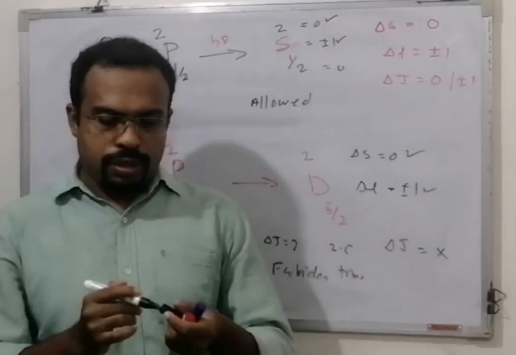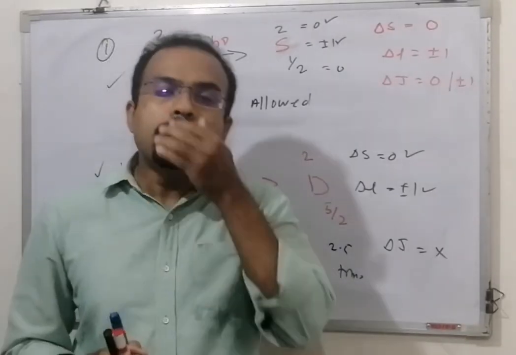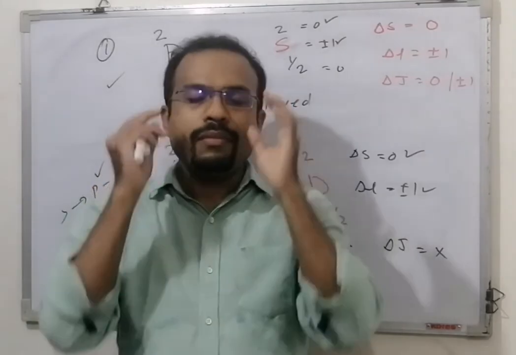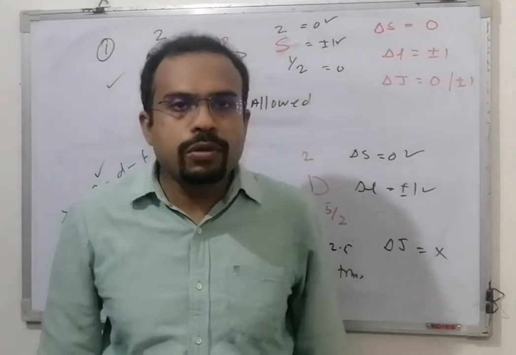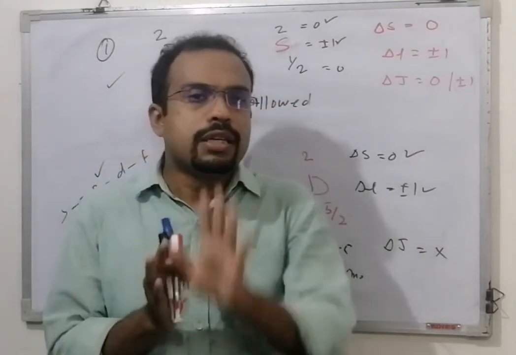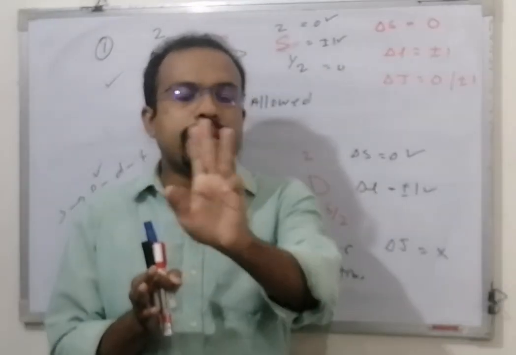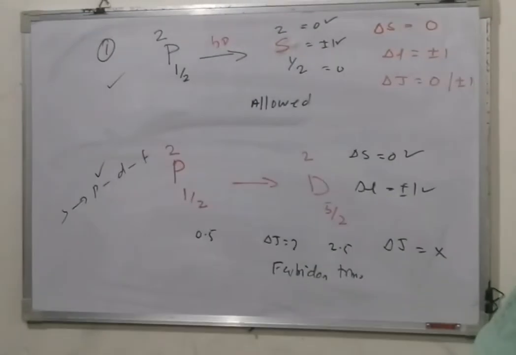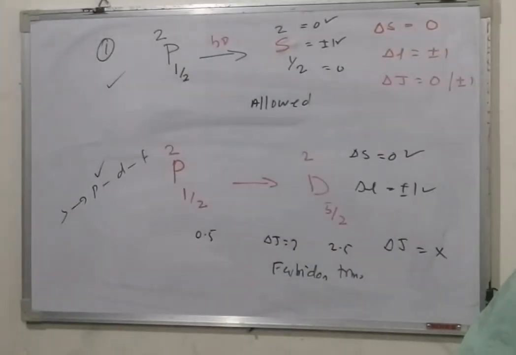Very simple. Therefore, what are your topics? Your topic is only the spin state. Our university syllabus topic is only the spin state. Spin state has 2 types, singlet and triplet. I will tell you some more details of the spin state. Okay, some more details. Please remember.